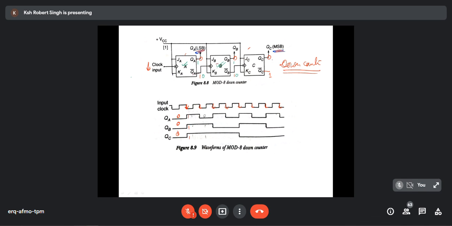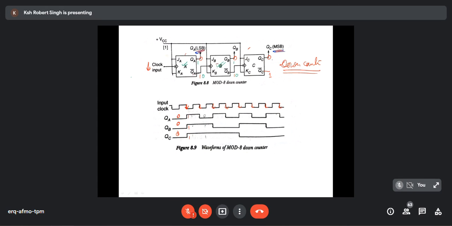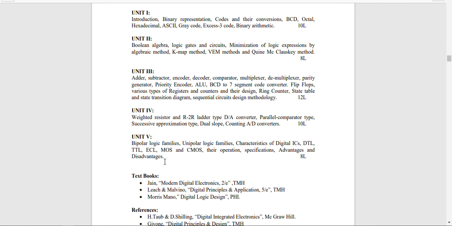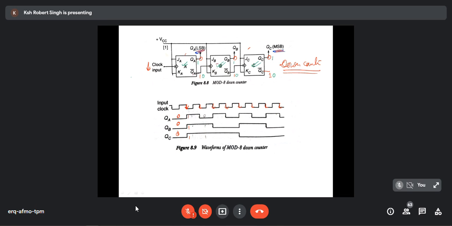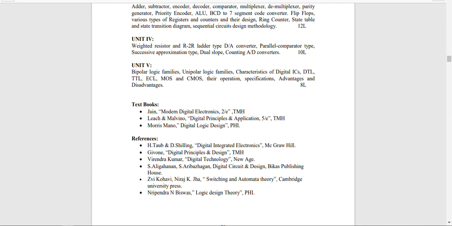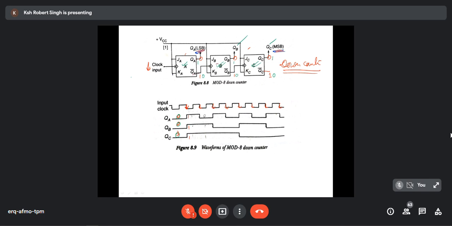Earlier it was 1. Now it is getting 0. It is high to low. Again, this also will trigger. J and K are 1, 1, so the output will toggle. So this becomes 1 and this becomes 0. Now, what is my output? Earlier my output was 0, 0, 0. My output is nothing but QC, QB, and QA. At present it is 1, 1, 1. Is it okay? Yes, sir.